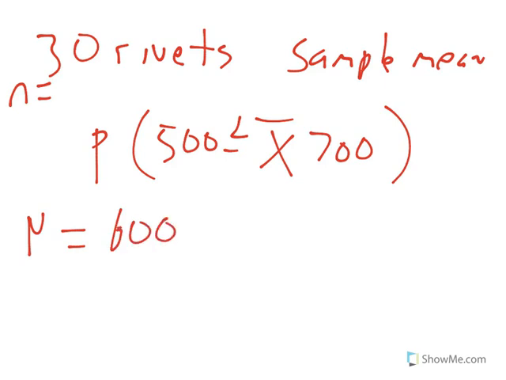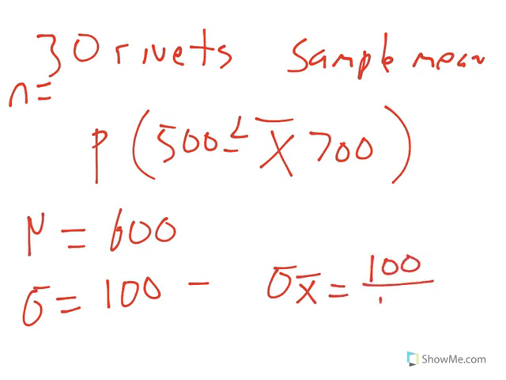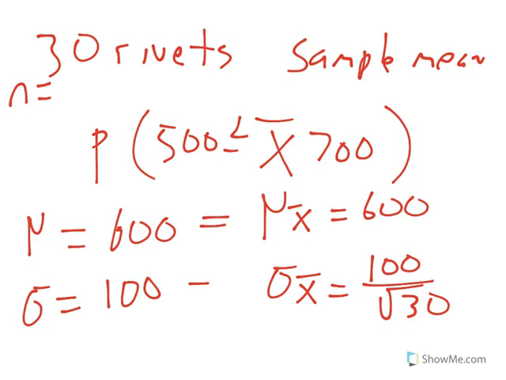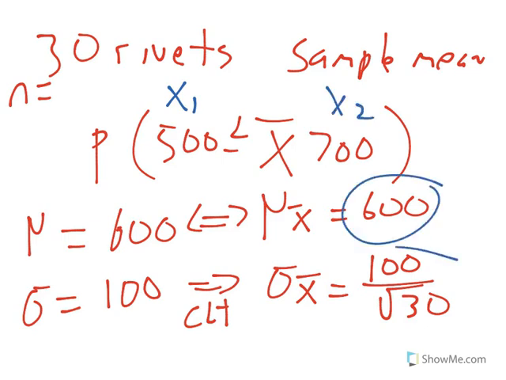Then you have everything you need to calculate, but you need to find a new standard deviation. Say our standard deviation is 100. We're taking a sample of 30, so the standard deviation of the sample mean would be 100 divided by the square root of 30. And the mean of our sample mean is 600, because the Central Limit Theorem says these two things are equal. Now we have everything we need: here's x1, here's x2, here is our mean, and here's our standard deviation. And you can go through and calculate these values.